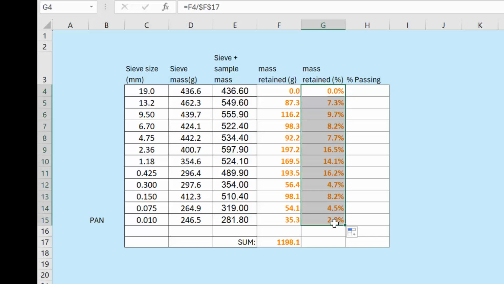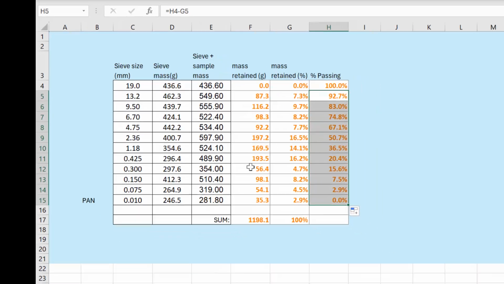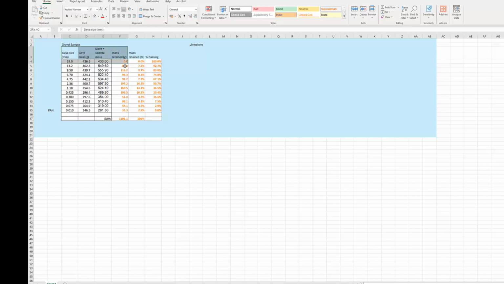The sum of the percent fractions must equal 100%. Calculate the percent passing by subtracting out the fractions captured at each step. Now let's copy and paste this table so we can process the limestone results in the same way.